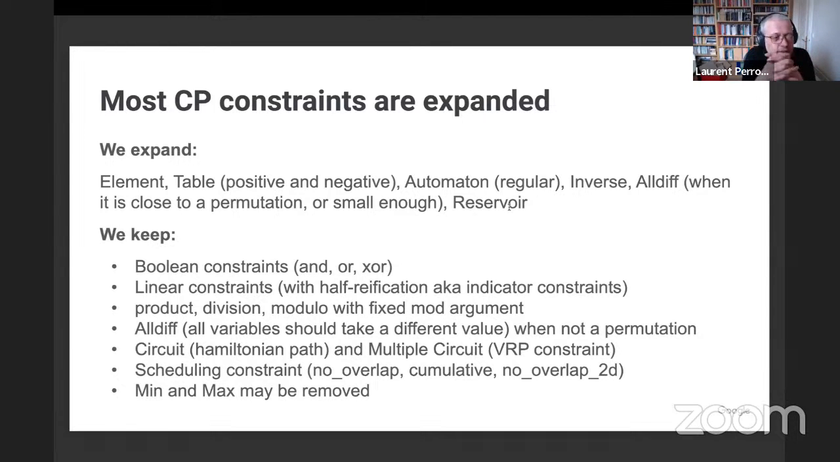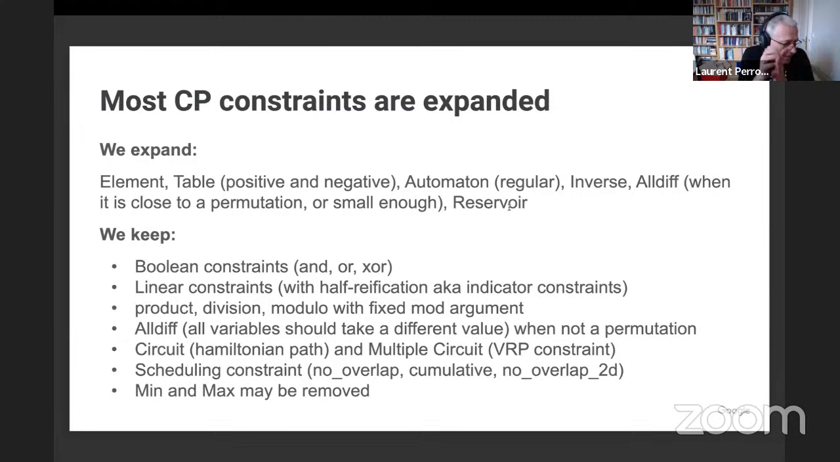The all-different is nearly always expanded unless you have few variables and a lot of values, where you don't want to create just the matrix with exactly one or at least one on the columns or rows. Reservoir is expanded. So when we pass this phase, we are in the kernel of the solver, which is Boolean constraints, and, or, and XOR. Linear constraints, and these are indicator constraints or half-reified constraints. You can have a Boolean or negation of a Boolean imply linear constraints. Arithmetic, product, division, and modulo are there. Modulo with a fixed argument is still there. The rest is expanded into the residual of a division.